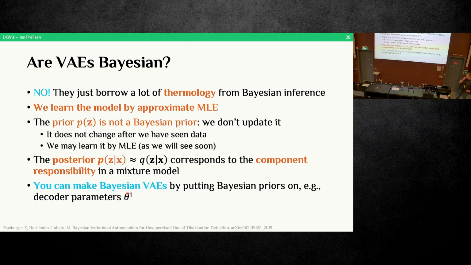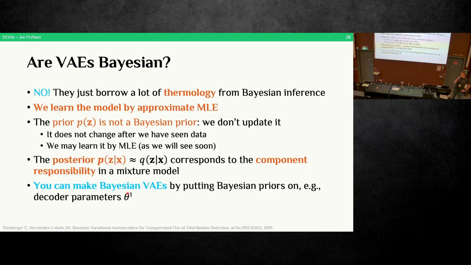And it turns out, at least in our experience, that being Bayesian about the parameters is actually detrimental to the generative performance of them. But people have found settings where they are better if you want to do out of distribution detection. There are some papers where it actually increases the out of distribution detection performance.